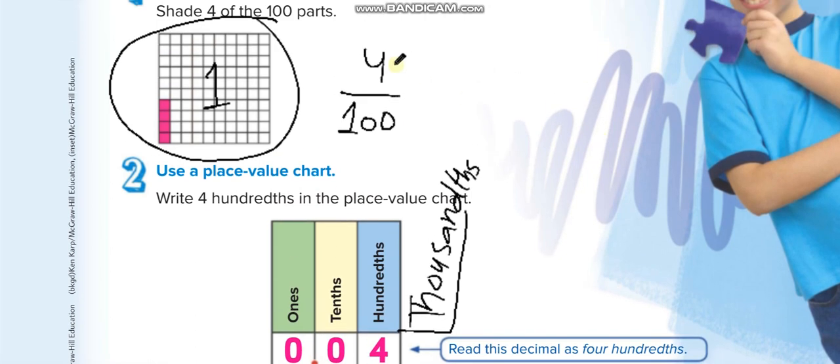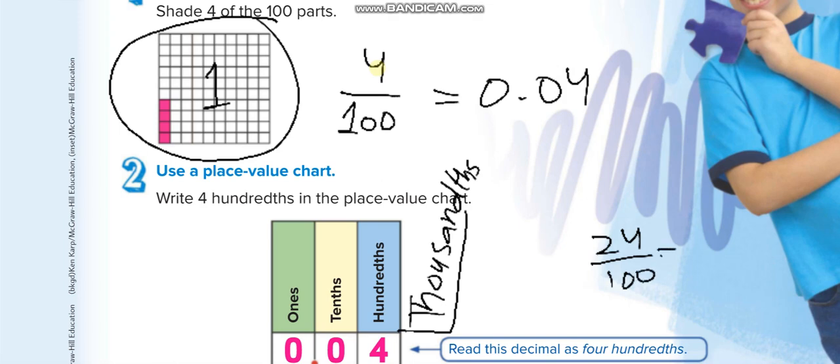0.04. We will put the 4 at the hundredths place. If you put just 0.4, it will become tenths. So you have to put the 4 at the hundredths place, 0.04. If you have two digits, let's say 24 over 100, guys, you will write it like this, 0.24. Now if you put 0.024, then the 4 will be at the thousandths place. So you will write 0.24.